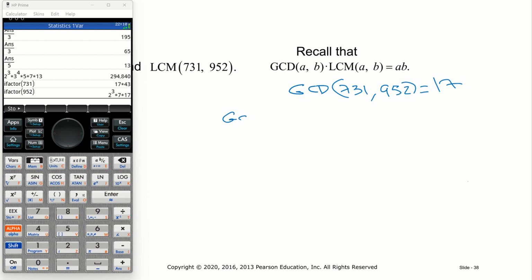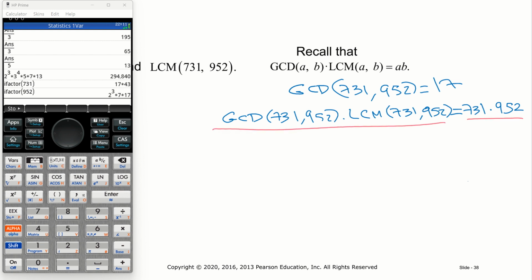So since the GCD of 731 and 952 times the LCM of 731 and 952 is equal to their product, meaning 731 times 952, all we're going to do is solve this simple equation for the LCM. That means we're going to divide both sides by the GCD.